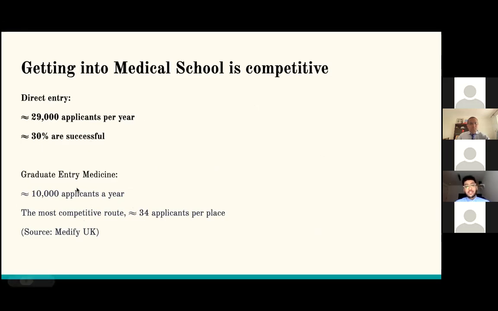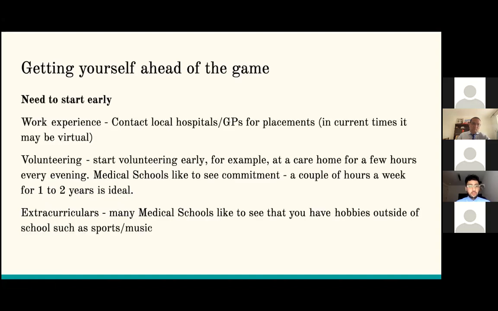And if we look at graduate entry medicine, that's a whole other thing, where there's a 34 to 1 place ratio. But even this 30% are successful, that's quite scary and can be quite daunting. So you just need to remember that it is very competitive, and just keep on top of it and make sure you've got everything sorted.